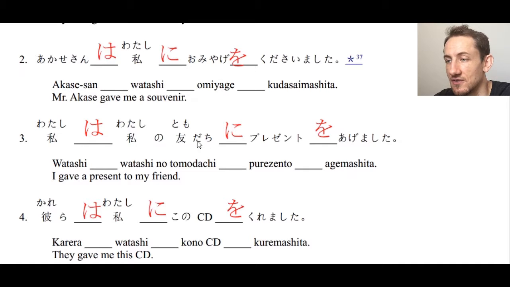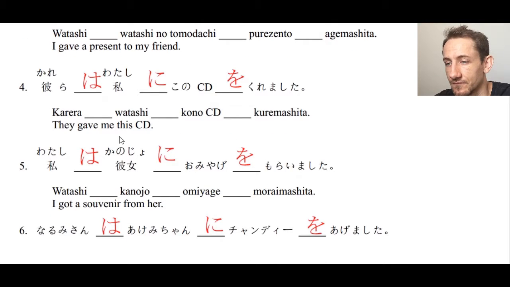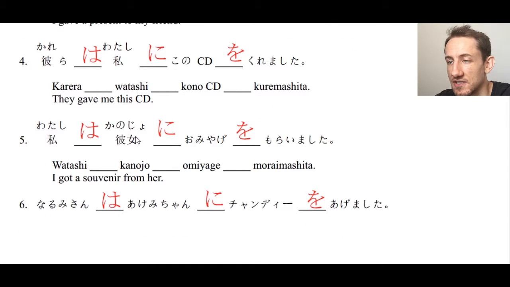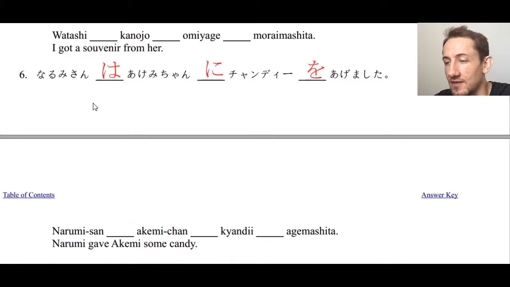Number 3, I gave a present to my friend. 私は私の友達にプレゼントをあげました。And number 4, they gave me the CD. 彼らは私にこの CD をくれました。Number 5, I got a souvenir from her. 私は彼女にお土産をもらいました。Or 彼女から is fine. Number 6, Narumi gave Akemi some candy.